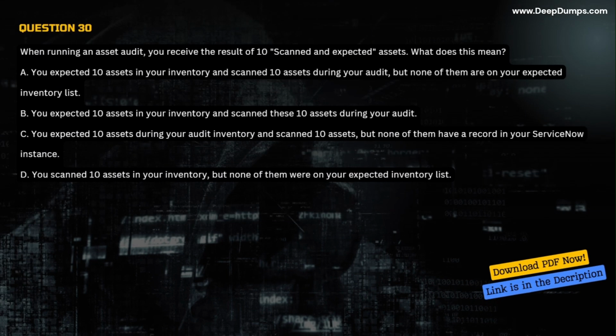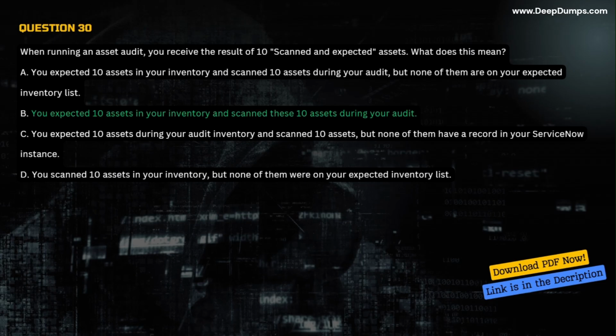Question 30. When running an asset audit, you receive the result of 10 scanned and expected assets. What does this mean? A. You expected 10 assets in your inventory and scanned 10 assets during your audit, but none of them are on your expected inventory list. B. You expected 10 assets in your inventory and scanned these 10 assets during your audit. C. You expected 10 assets during your audit inventory and scanned 10 assets, but none of them have a record in your ServiceNow instance. D. You scanned 10 assets in your inventory, but none of them were on your expected inventory list.